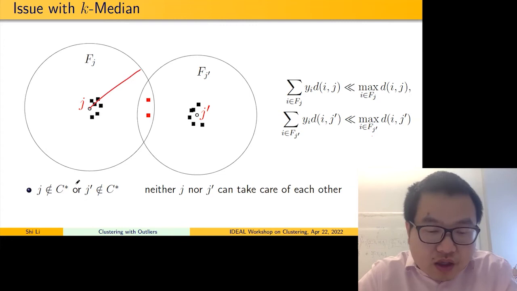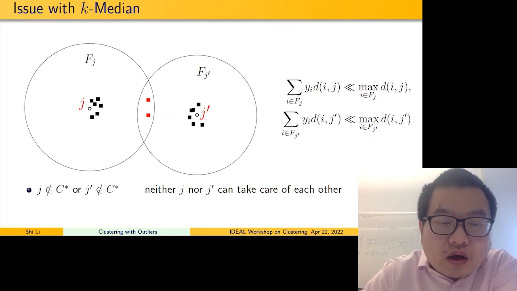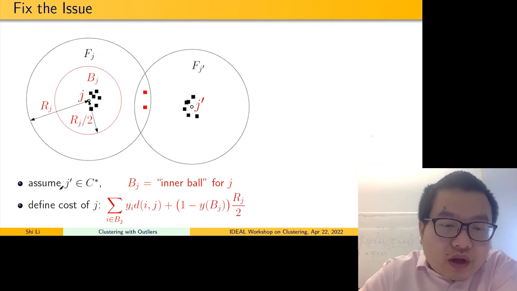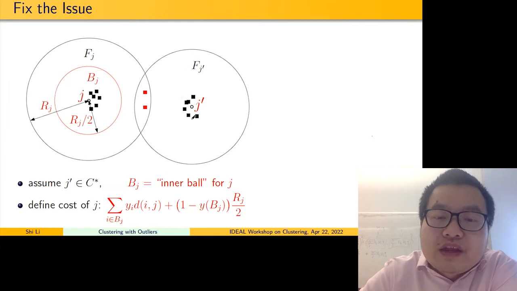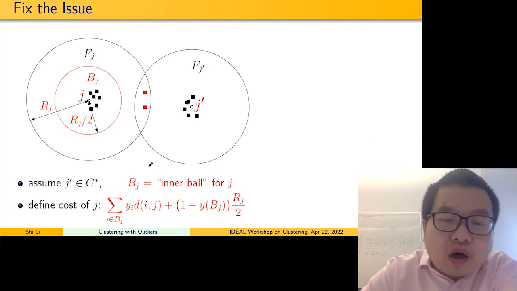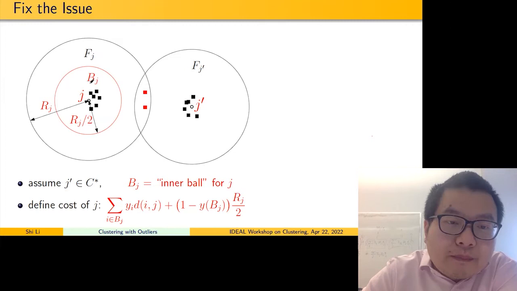Okay, so here is the issue, and how do we overcome it? So this is the idea. Suppose we have J prime in C star, then we need to use J prime to take care of J. So what we do is we draw an inner ball for J. The radius of the inner ball, BJ, is the radius of the outer ball, FJ, divided by 2. Okay, FJ has a radius RJ, then the inner ball has a radius RJ over 2. And this is the inner ball.